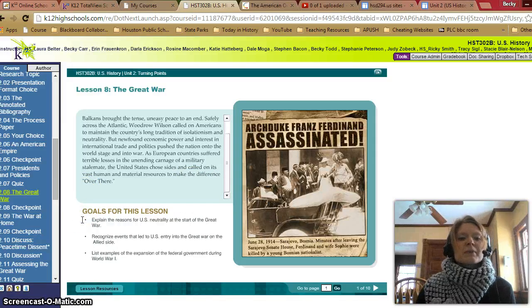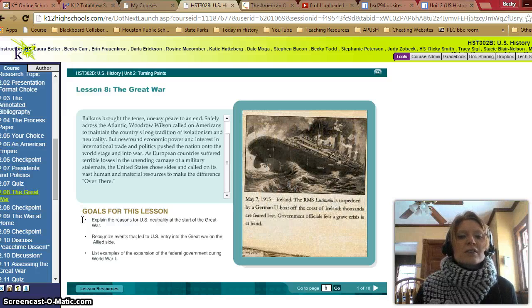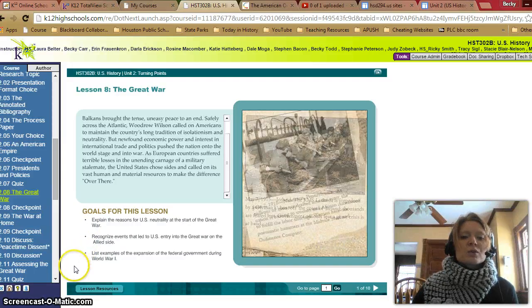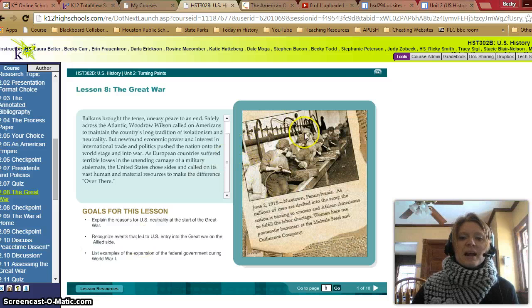Goals for this lesson: explain the reasons for U.S. neutrality at the start of the Great War, recognize events that led to the U.S. entry in the Great War on the Allied side, and list examples of the expansion of the federal government during World War I. And I hope you were able to look at the pictures as they're going through the slides here.